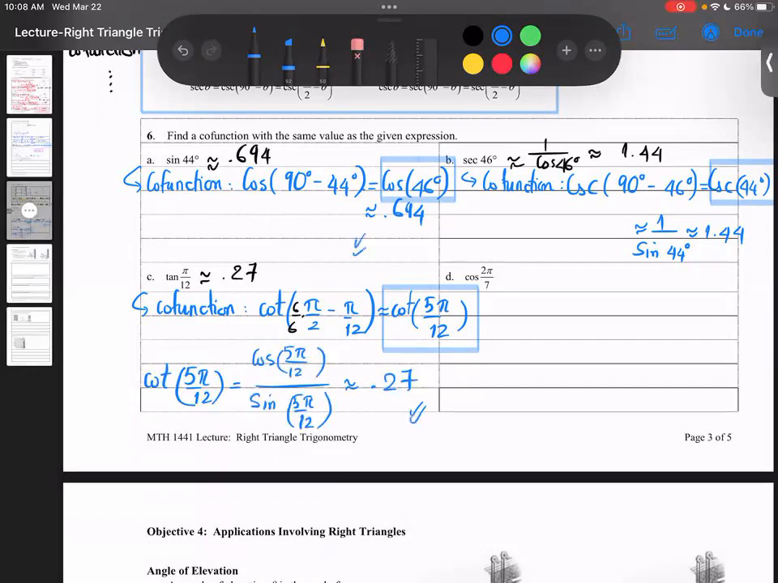D, you try it. And again, this is just checking. We're double checking, right? Your answer should come up with something like that.